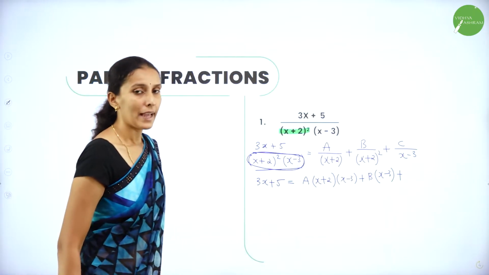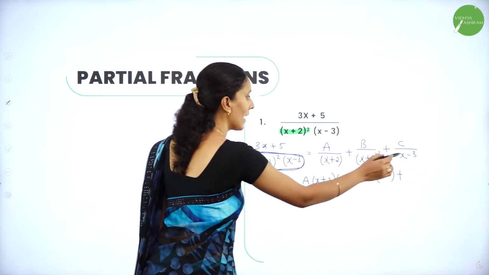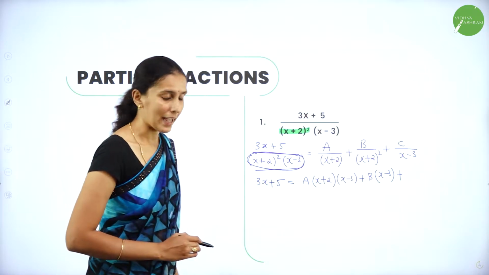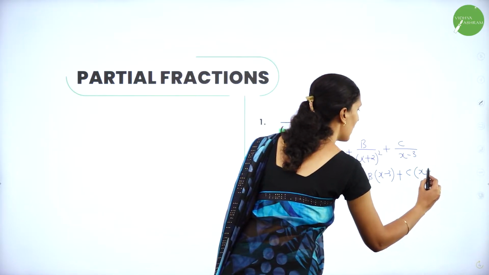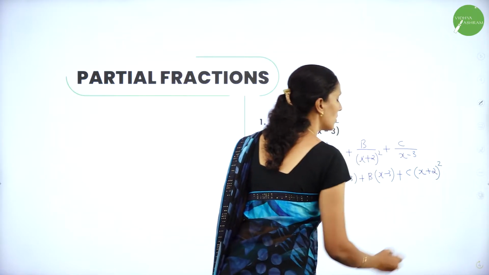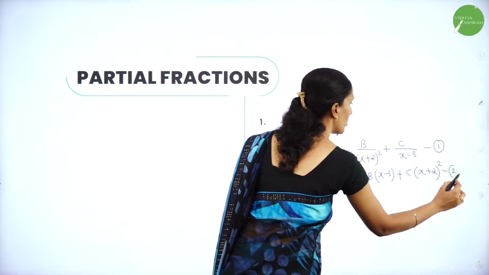Next, you have x minus 3 in the denominator for c. So when you multiply this, x minus 3 gets cancelled. So you are left with c into (x plus 2) whole square. Take this as equation 1, this as equation 2.